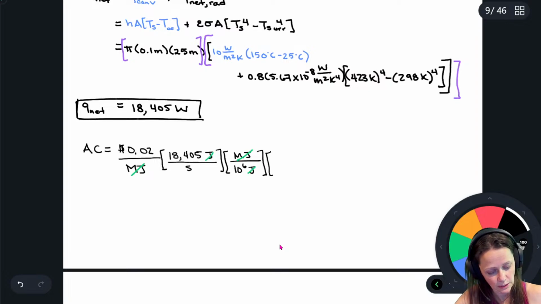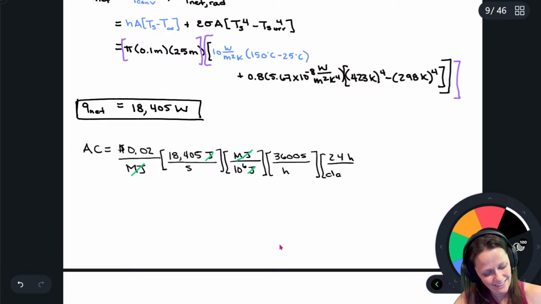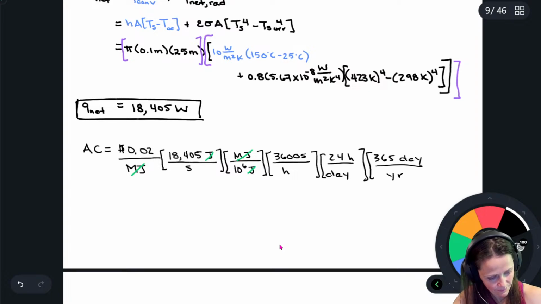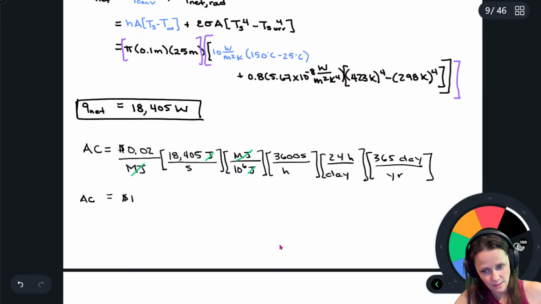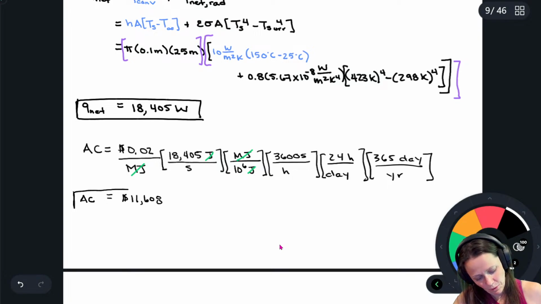So that's good. Got megajoules, joules. I do not know off the top of my head how many seconds are in a year, but I do know that there's 3,600 seconds in an hour, 24 hours in a day, and 365 days in a year. All right, and so that gives me an annual cost of 11,608. So it would probably behoove them to throw some insulation on that pipe.